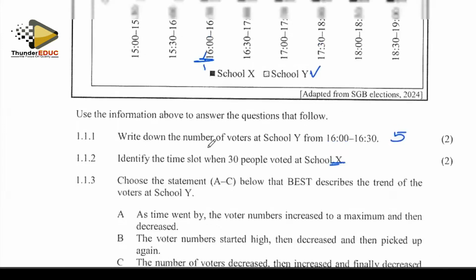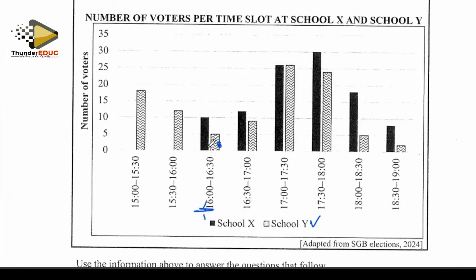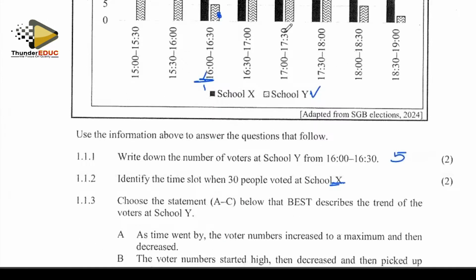Identify the time slot when 30 people voted at school X. All you have to do is come here, look at where it touches the dark graph, because that's school X. And what time was it? It was 17:30 to 18.